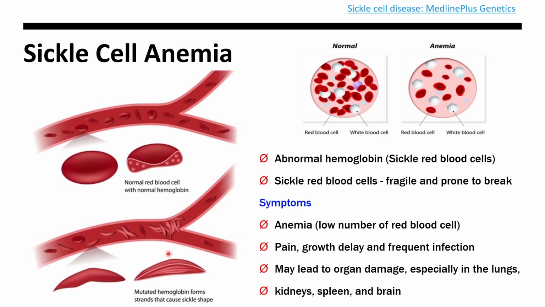Sickle cell anemia is one of the diseases that commonly occur in Thailand. It involves the presence of abnormal hemoglobin. Red blood cells are usually oval shaped, but in sickle cell patients they look like a sickle. When you have sickle cell anemia, the red blood cells become very fragile and prone to breaking. When they break, you will have a low number of red blood cells, and you will get the condition known as anemia. In addition, there are various other symptoms you can have.